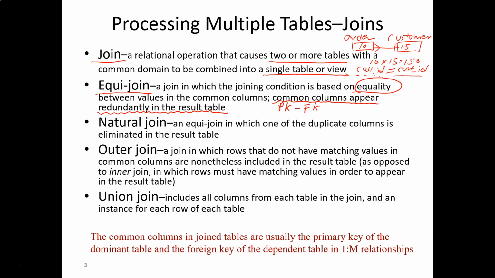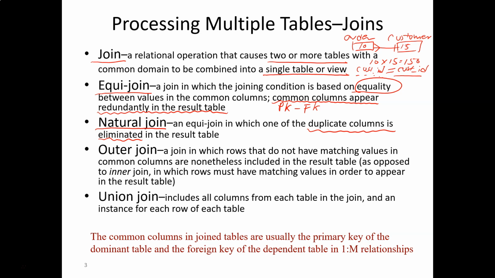Then there is something called a natural join. A natural join is the same as an equal join, except the duplicate columns are eliminated in the resulting table. What it means is, in the result, we do not show the customer ID twice. We only show the customer ID once. Actually, a natural join is the most common type of join. When you use a database management system like Oracle or SQL Server, usually it does not use the equal join. It uses the natural join. It will only show the common column once instead of twice.